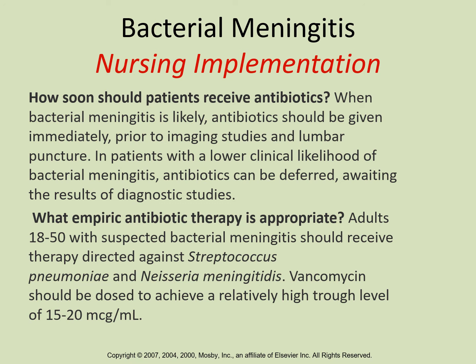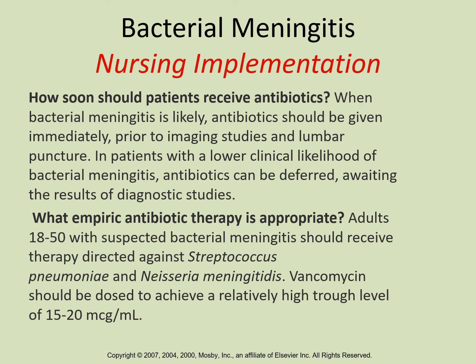What empiric antibiotic therapy is appropriate? If you have an adult between the ages of 18 and 50 and we suspect bacterial meningitis, they should receive therapy directed against strep pneumoniae and Neisseria meningitidis, and vancomycin would be a good selection. It should be dosed to achieve a relatively high trough level, between 15 and 20 micrograms per milliliter. So there are many considerations here.